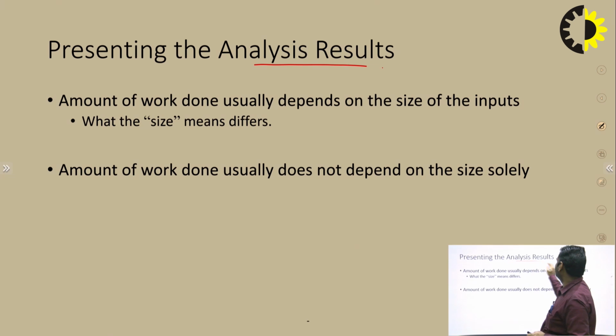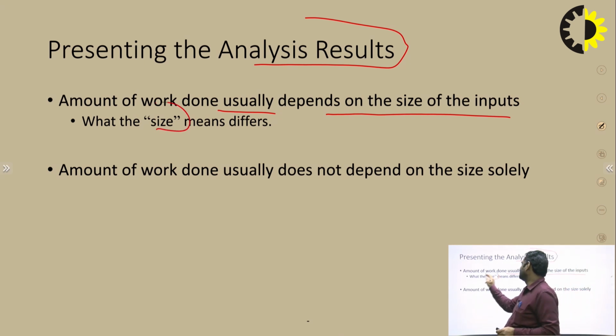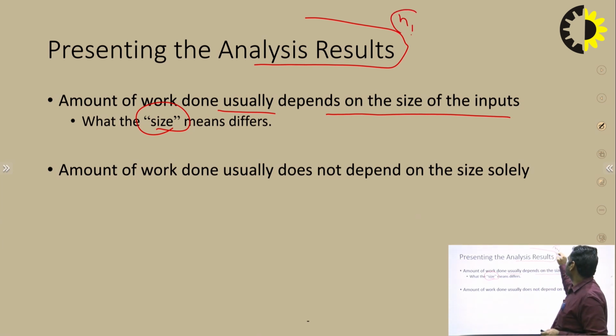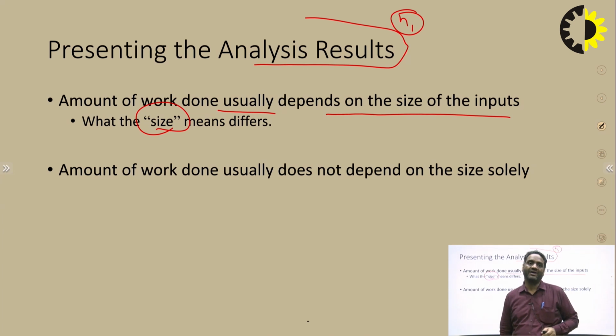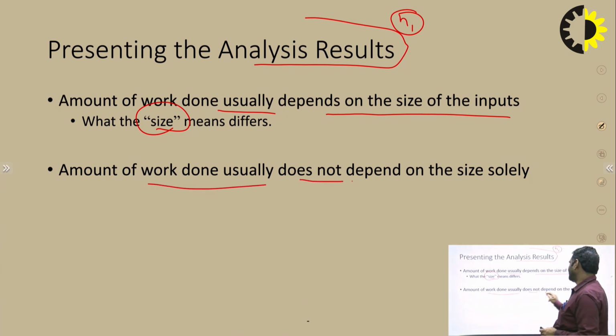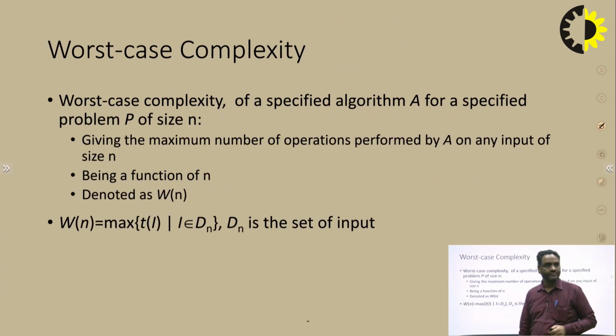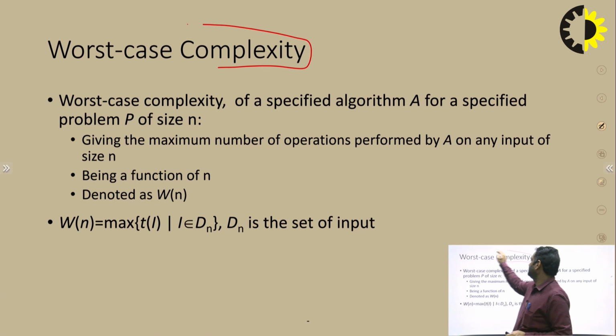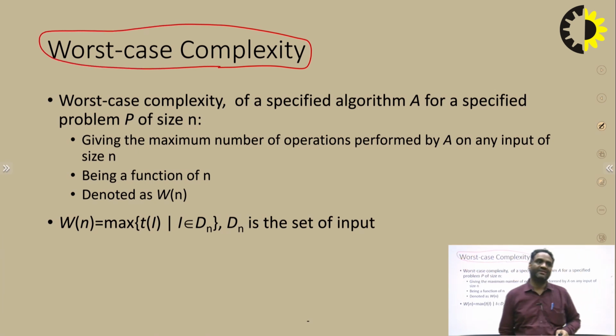Now, presenting the analysis result: the amount of work done usually depends on the size of input, and size may differ from problem to problem. Suppose we have a list which we are going to sort, it may have a number of items. In the first case we have n1 items, then in the second case we have n2 items. Then the amount of work done usually does not depend on the size solely. We have complexity, we have a number of complexities, just like best case complexity, worst case complexity, average case complexity.